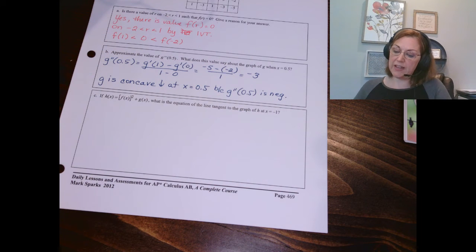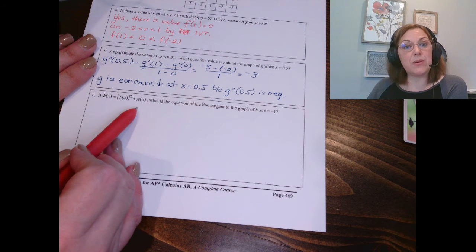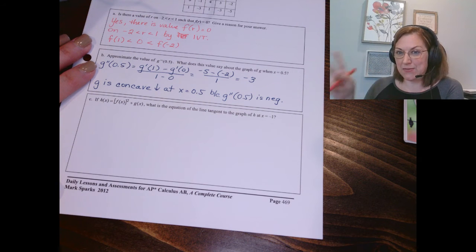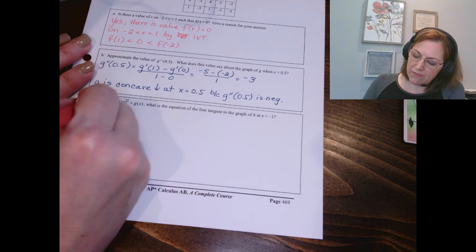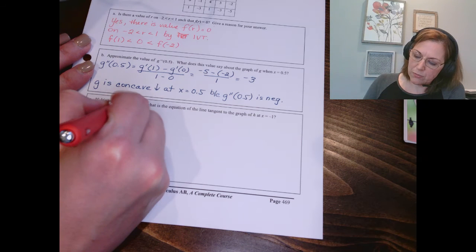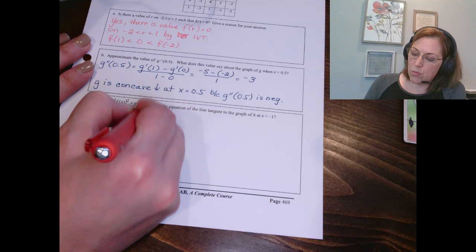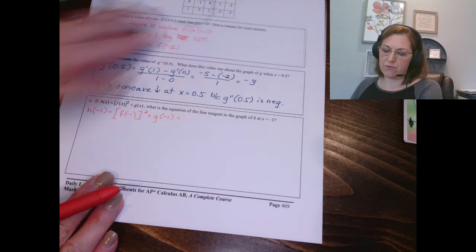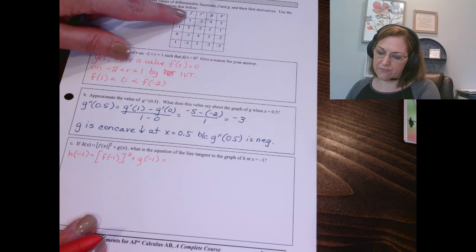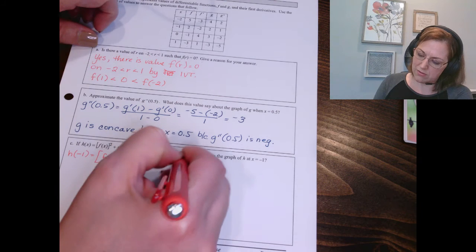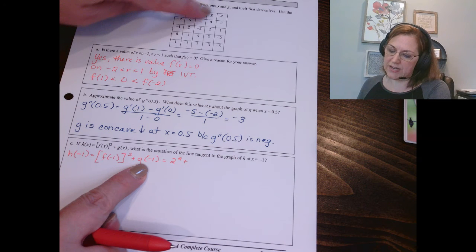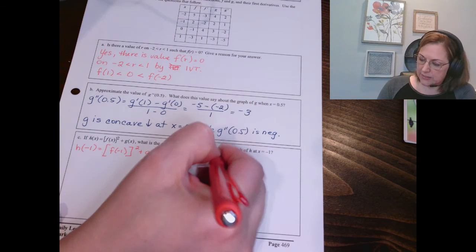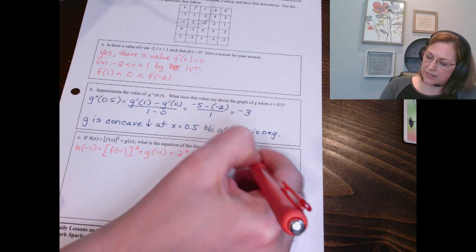Okay, now let's look at C. We're told H is now defined this way. We want the equation of the tangent line. In order to do a tangent line, you need a derivative and a point. So let's do the point first. We want h of -1, which is f of -1 squared plus g of -1. Coming back to our chart, f of -1 is 2, and g of -1 is 2 also. So 2 squared plus 2 is 6. So I have the point -1, 6.